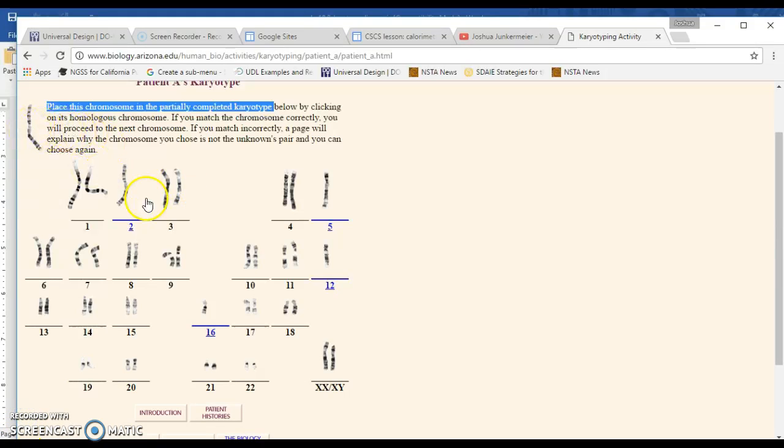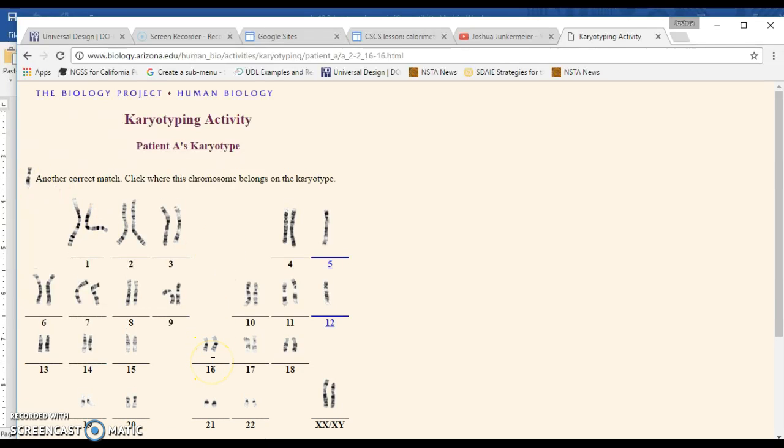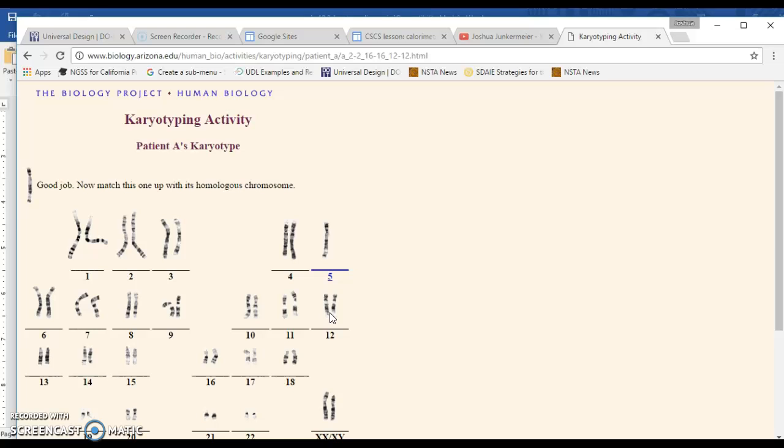So in this example, I can tell that this chromosome here matches best to chromosome number 2. And so it looks like they have 2 of chromosome 2. And it says correct. Now click on the chromosome in the karyotype that is homologous to this chromosome. So I've got to figure out which one that matches. I'm going to say 16. Another correct match. Click where this chromosome belongs. So I'm going to say that one belongs with 12. And then this final one will be 5.